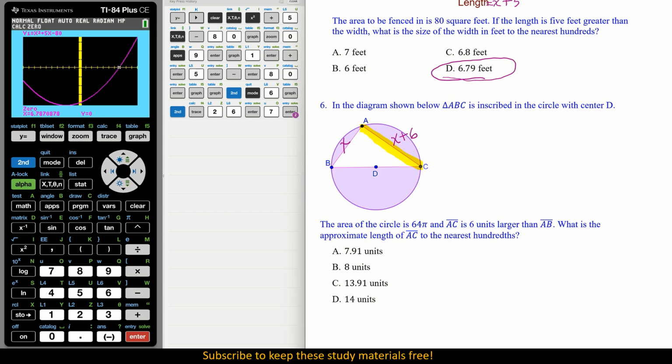Okay. What is the approximate length of AC? Now remember, that's going to be X plus 6 more. So don't stop at just the X. Okay. To the nearest hundred. So we'll be rounding. All right.